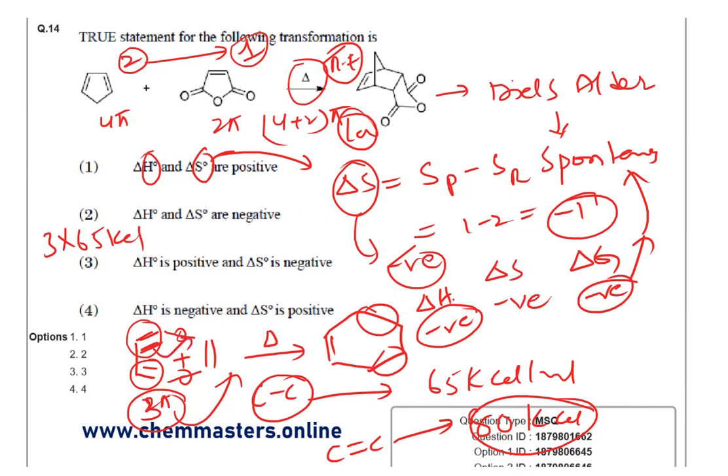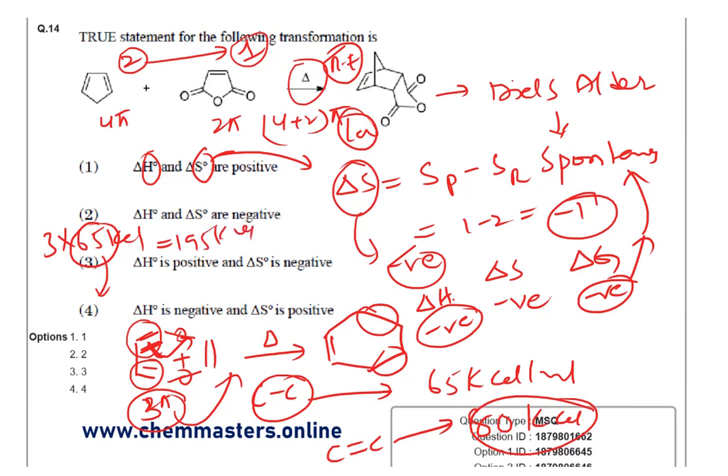That's very easy to break this pi bond here, so that's why less energy is required. We can say 65 kilocalories. Experimentally it is approximately 65 kilocalorie per mole. So 3 into 65 is 195 kilocalorie per mole.